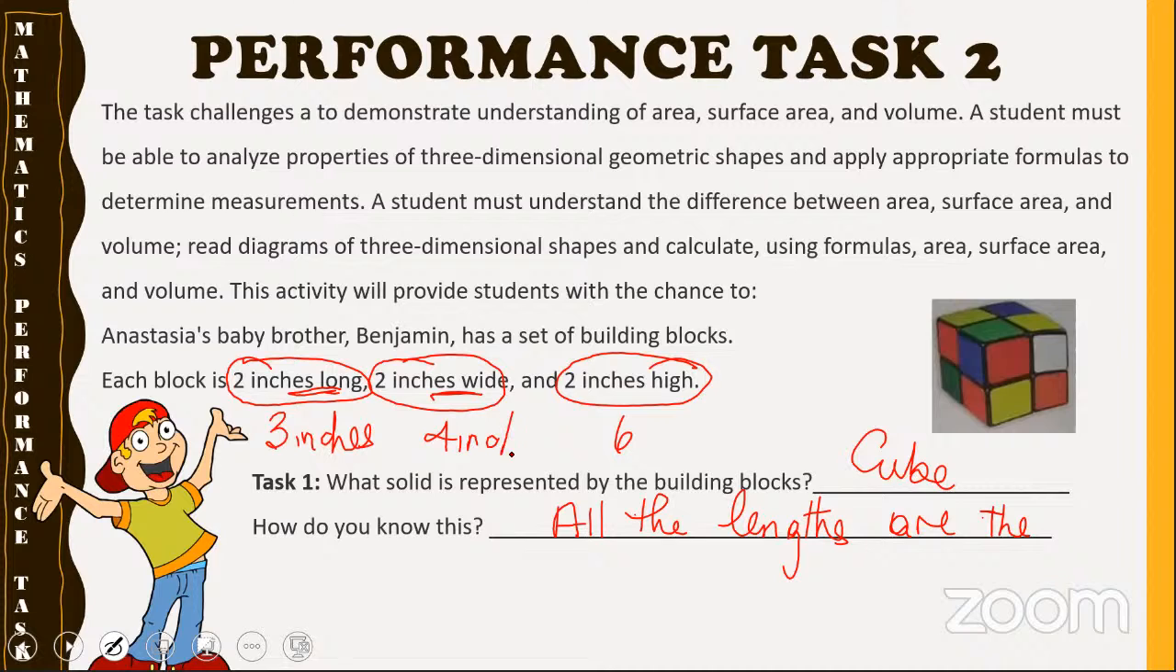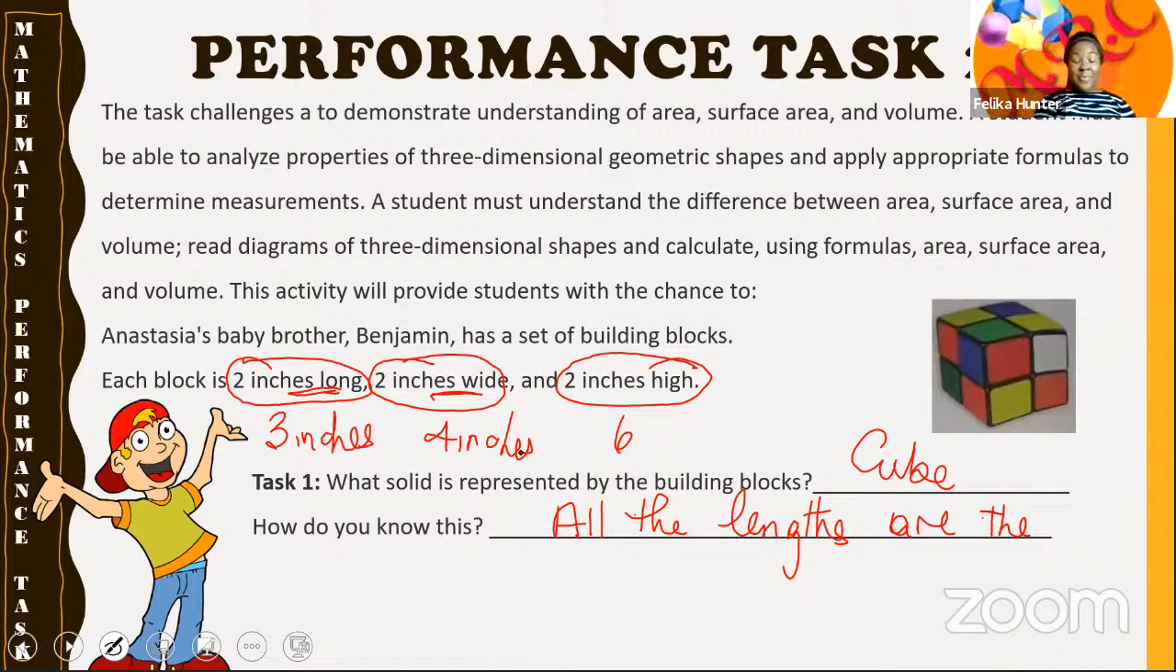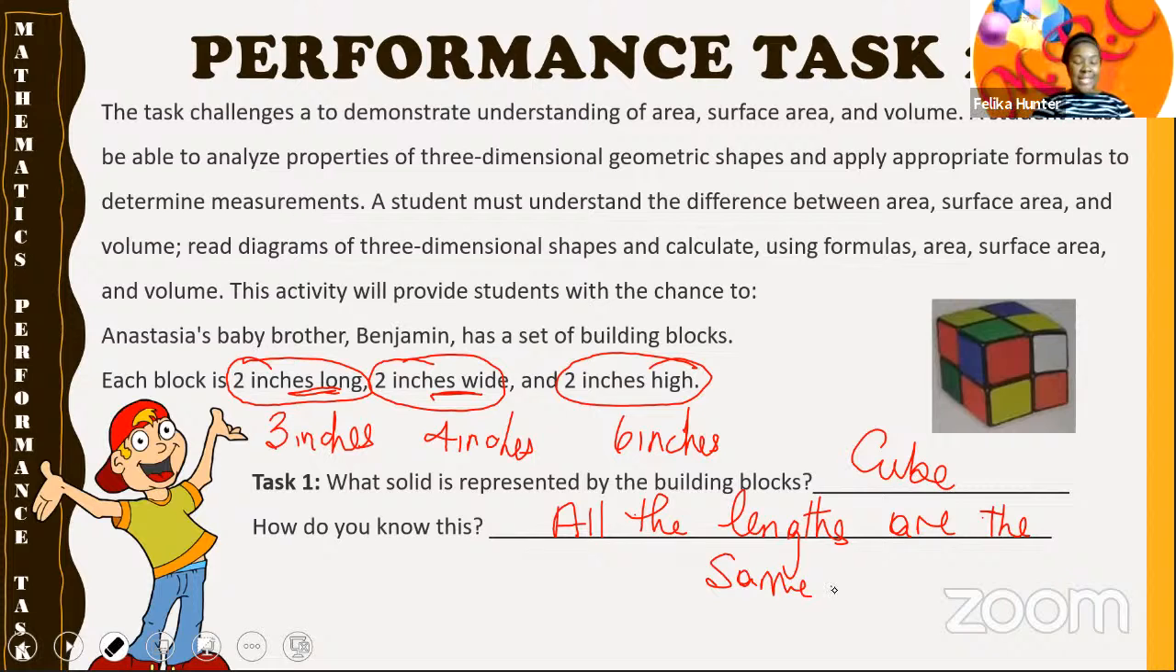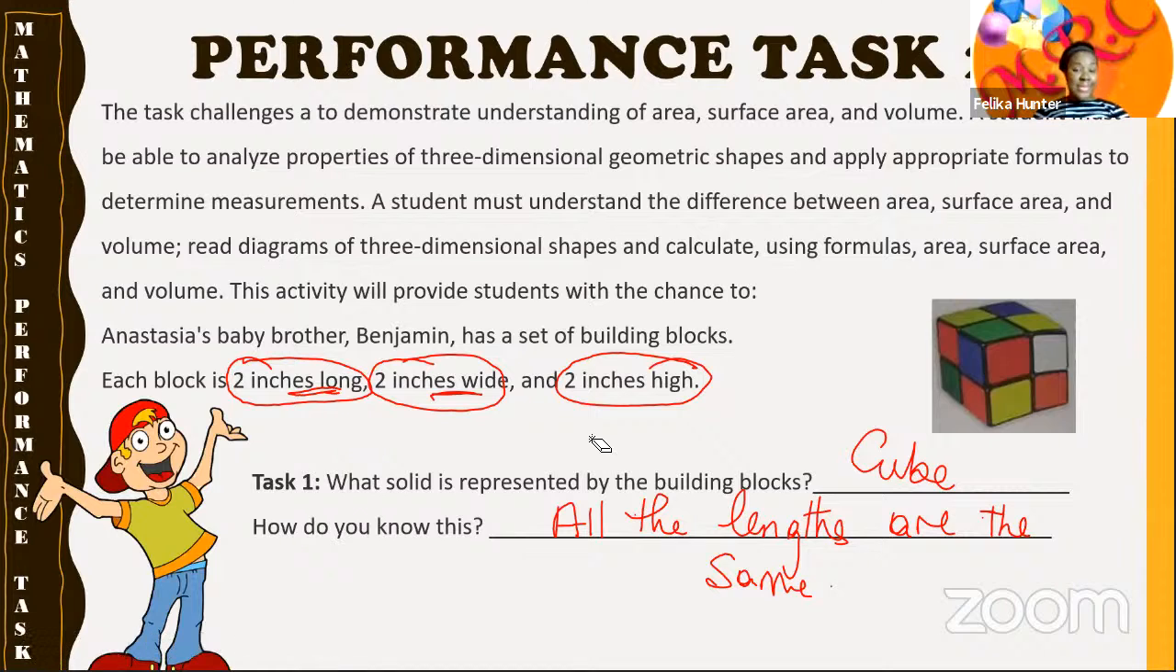No, miss, it wouldn't be. All right, well done. And why wouldn't it be a cube? Because all of the sides are not the same. All of the sides are not the same. All right. Another thing you can think of is that the cube is made up of squares, right? And with a square, all the sides are the same.